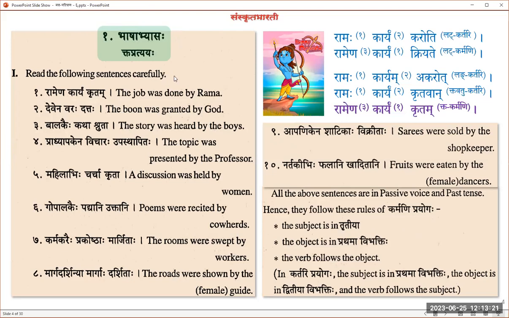Read the following sentences carefully. Ramena karyam kritam. See, Ramena karyam kritam has a karmani flow to it. By Rama, the work is done. So karyam is in pratama ekavachana. The ktanta takes the napumsaka rupa: kritam, karyam kritam. If it was something else in strilinga, krita it will be. If it was a napumsaka linga, it is kritam. If it is pullinga, it will be kritaha. We will see next.